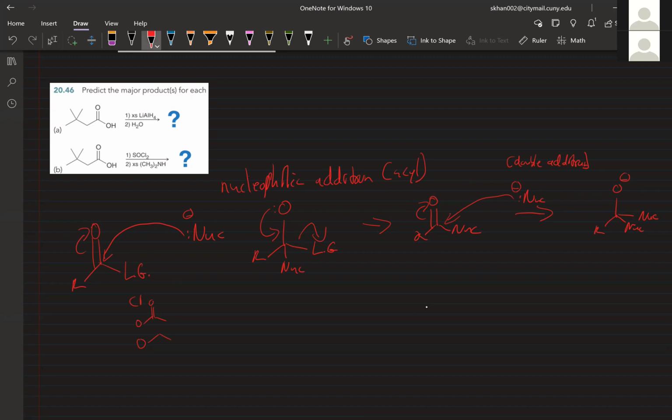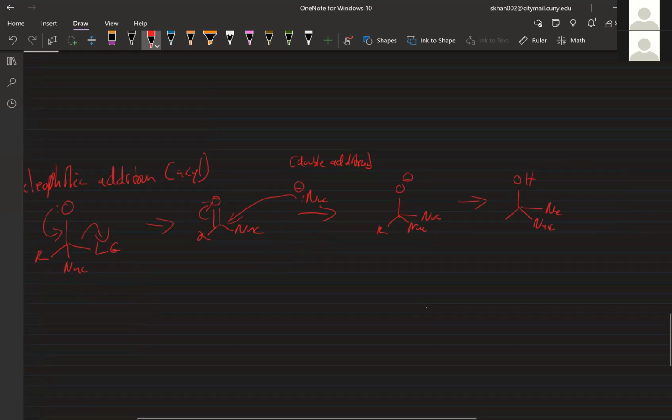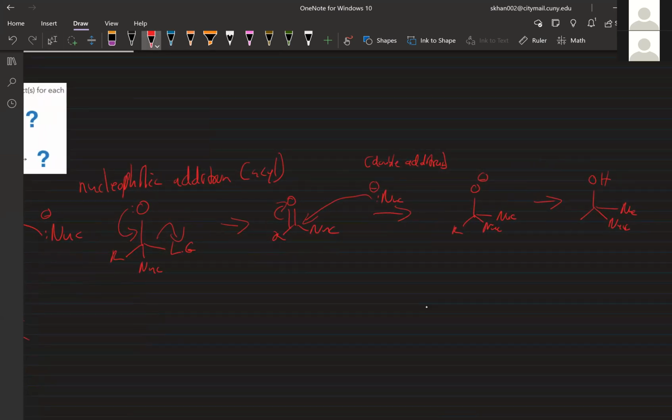The main reason this happens is because all those leaving groups are very good at making that carbon very electrophilic. And basically you just get alcohols for most of the products. Some of them you can stop here, so we'll go over which ones those are. Some of these stop here after basically the first addition. But if it's a very powerful nucleophile, it's going to keep going until it's fully reacted, basically.